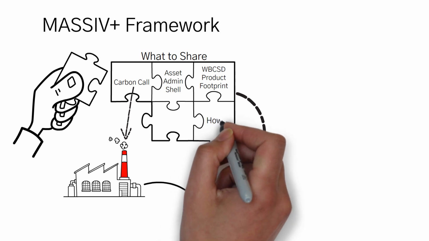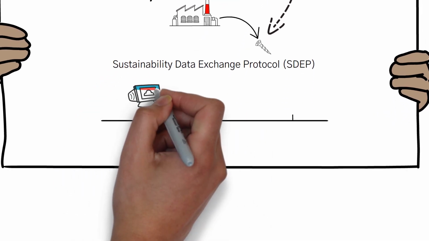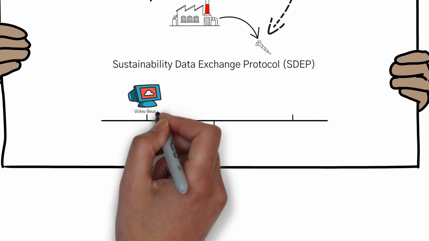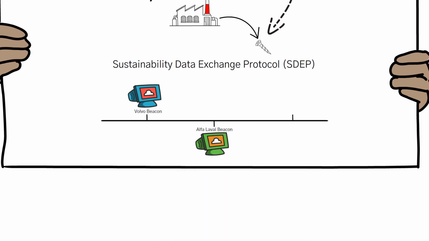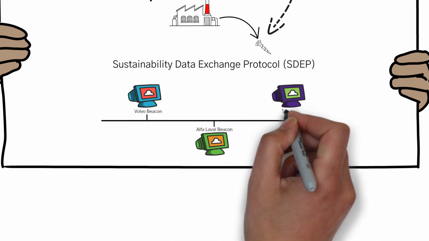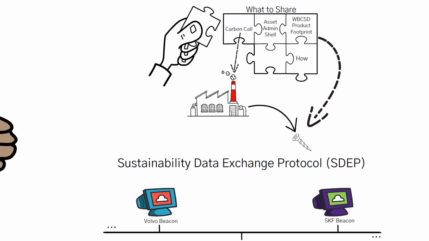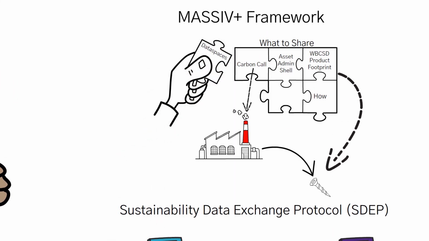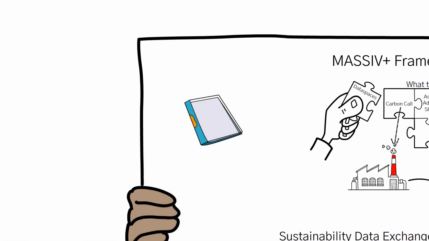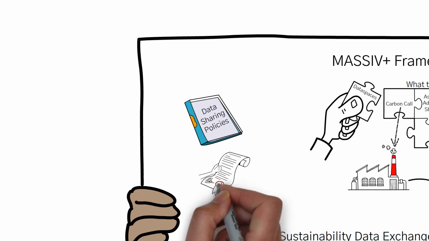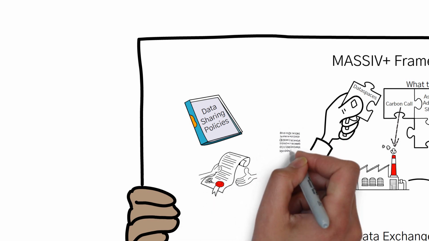Next, how the members of MASSIV Plus share this data with each other is by establishing a peer-to-peer network where each participant provides a node, called a beacon, that uses the protocol to exchange sustainability data with each other. Initially, this network is very simple, with the intention of expanding capabilities with data spaces to enable data sharing policies, contracts, participant sovereignty, supply chain traceability, and align with other networks like Catena-X in the future.